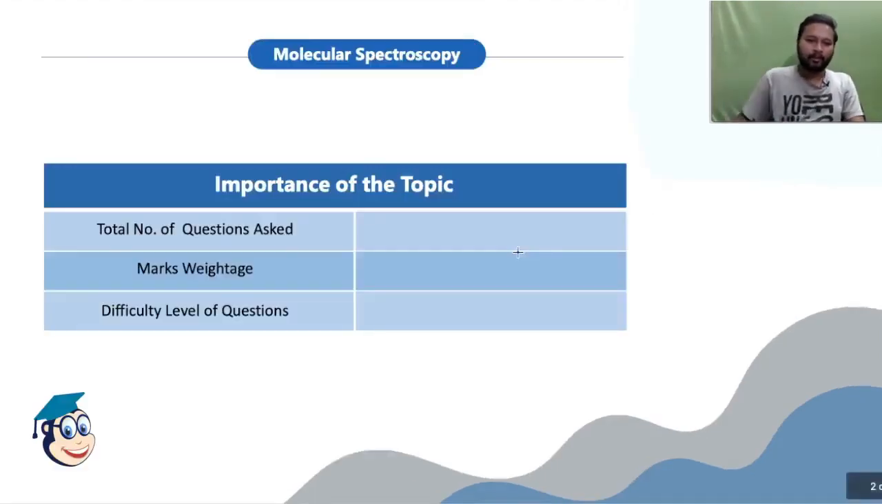Before going into the topic, let me tell you about the total number of questions which are generally asked. You will get around 2 to 3 questions from this particular topic. Sometimes you can also get 4 questions. It totally depends, but the usual trend is 2 to 3 questions. Marks weightage is around 6 to 8 marks from this topic. Sometimes even 10 marks you can get. So it's a good weightage topic from the exam point of view.